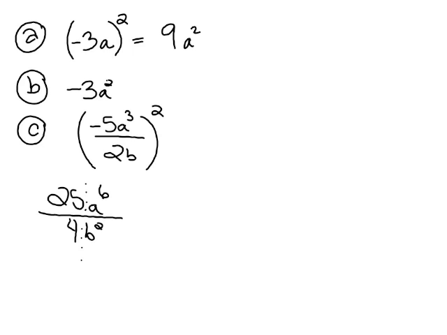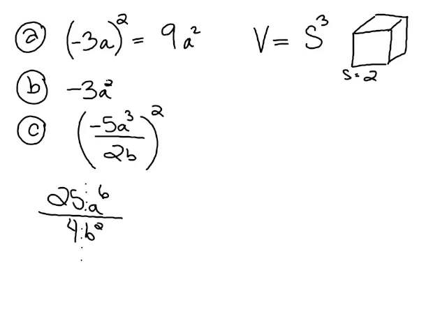Example 3 says applying the power property after a substitution. The formula for the volume of a cube is volume equals s cubed, where s is the length of one edge. So we've got a cube, and the length of each of my sides is 2x squared. So my volume equals s, which is 2x squared, and then all of that is cubed.